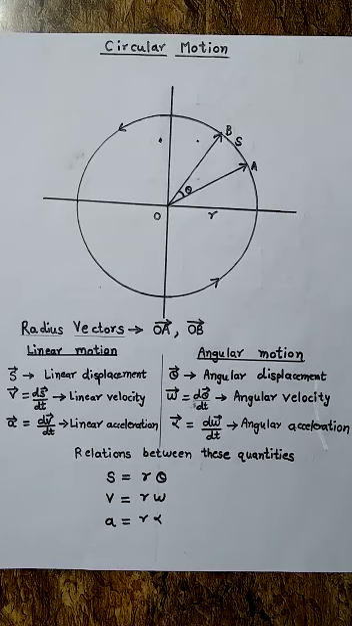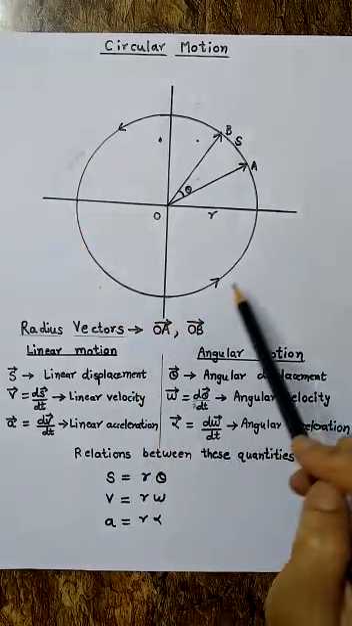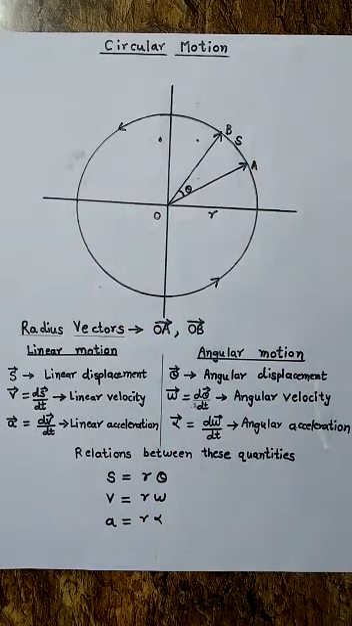Now in 11th standard, we have already studied some concepts related to circular motion. Now let us revise those concepts. First is the definition of circular motion. A particle is said to perform circular motion if it is moving along the circumference of the circle. For example, if an electron is revolving around the nucleus in a circular orbit, therefore the electron is performing circular motion.